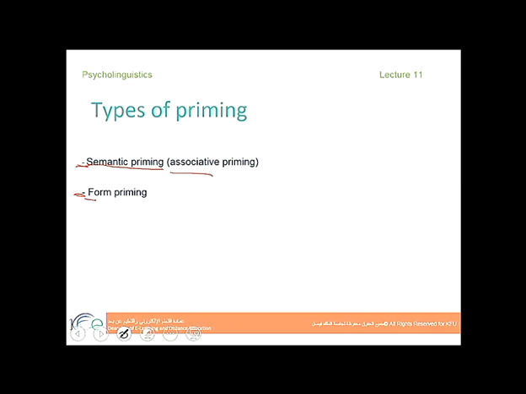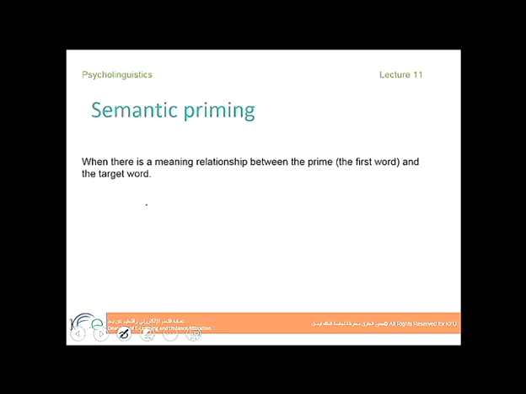Number two, we have form priming. What is meant by semantic priming and form priming? What are the differences between the two? This is what we are going to see right now. First of all, semantic priming. This happens when there is a meaning relationship between the prime, the first word, and the target word. Let's imagine that I'm going to show you here a number of words.